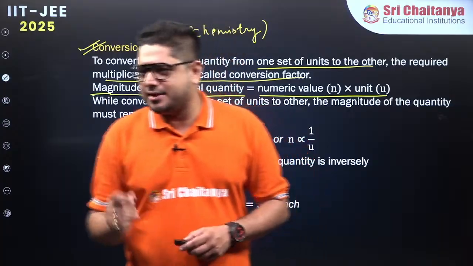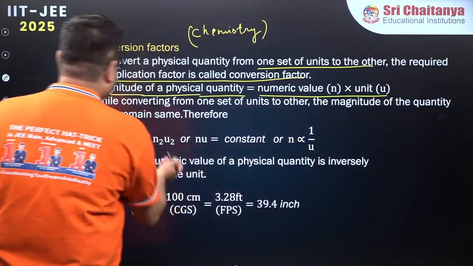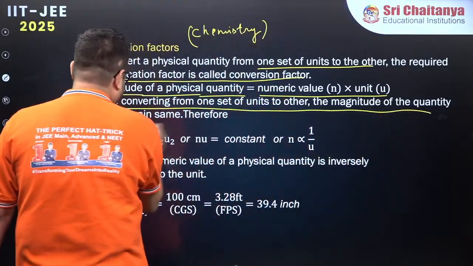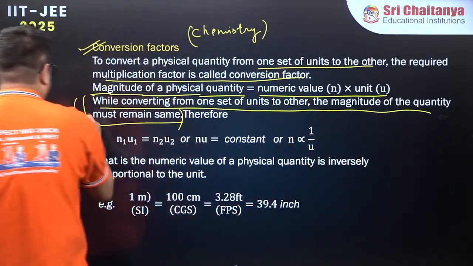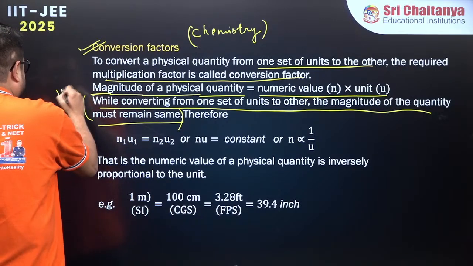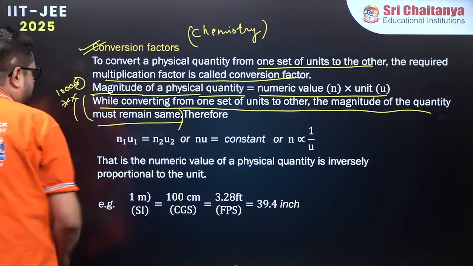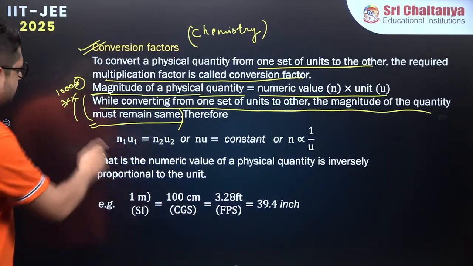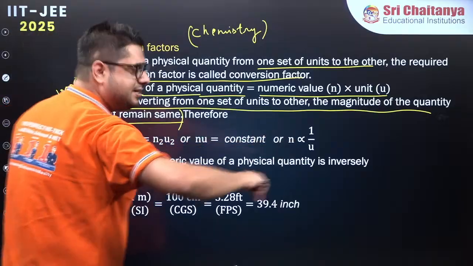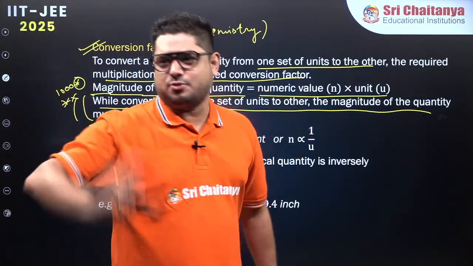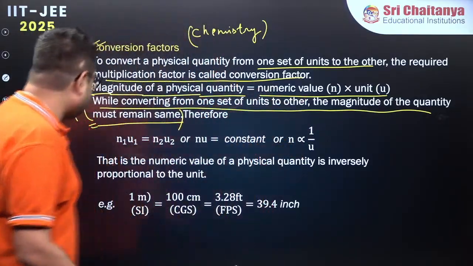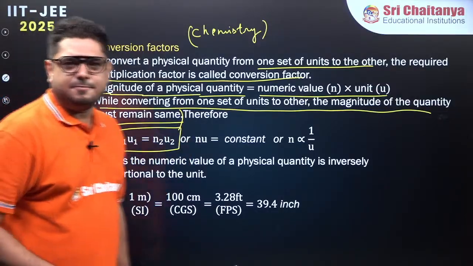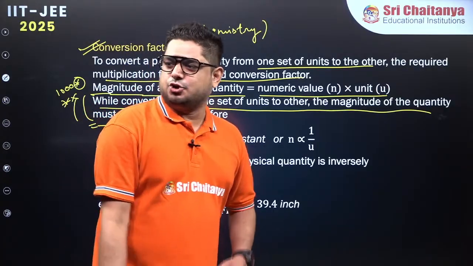Okay, so now you can see over here that while converting from one set of unit to the other, the magnitude of the quantity must remain the same. This is a very, very important statement, worth 1,000 stars, if you really want to perform the conversion. That is, for converting one set of unit to the other, the magnitude of the quantity is never going to change. So you are going to be using this formula for the conversion of system of one unit to the other.